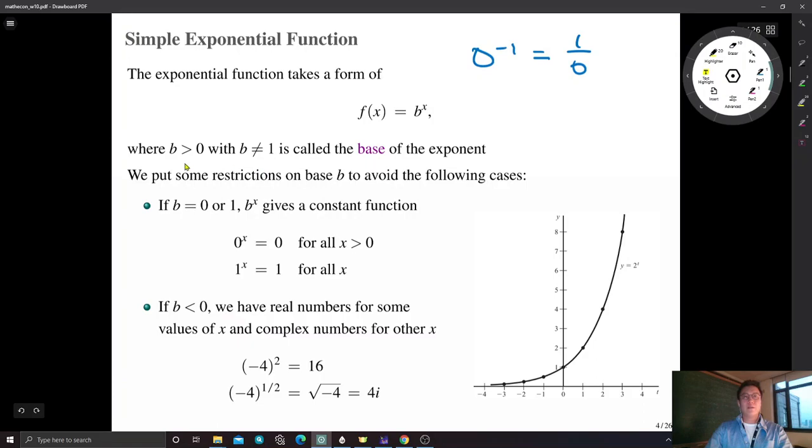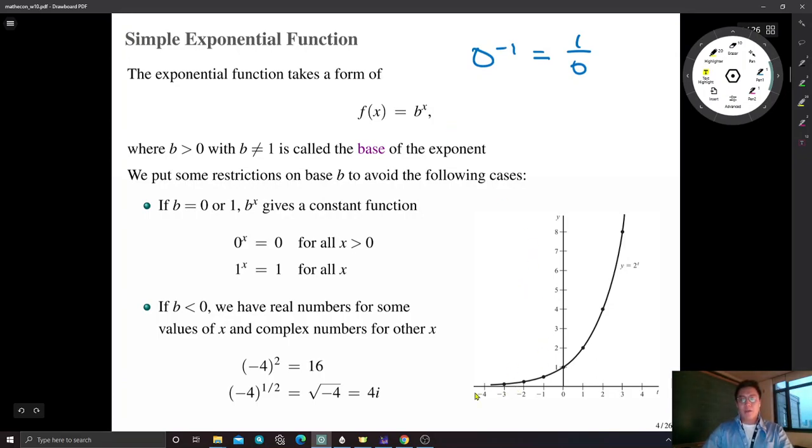So we are going to consider only exponential functions with a positive base other than 1. In the end, we are going to focus on some specific type of exponential function, when the base is equal to some special number that is larger than 1.